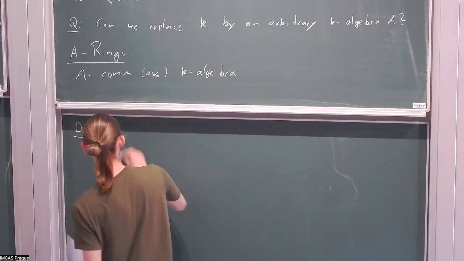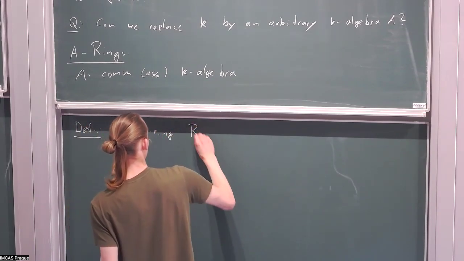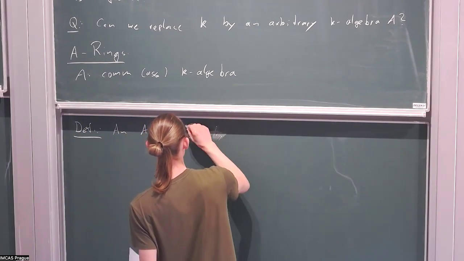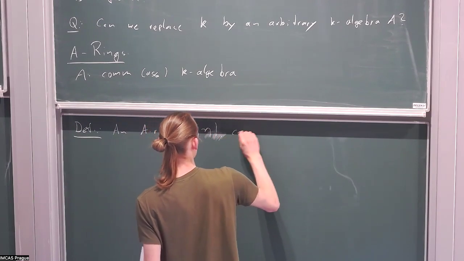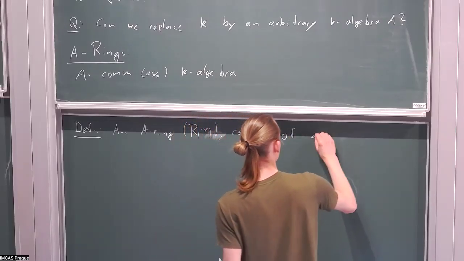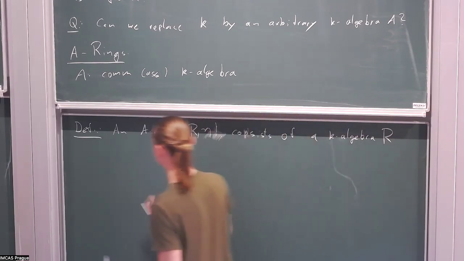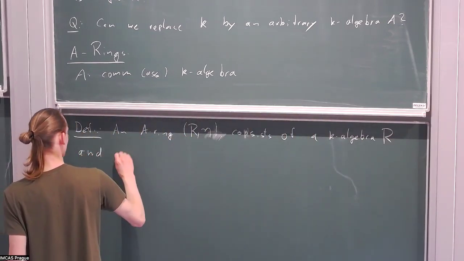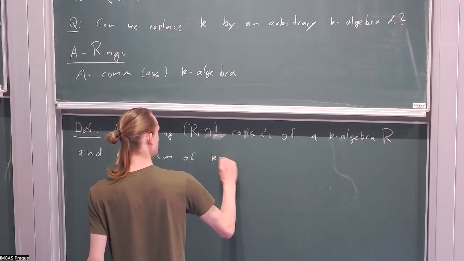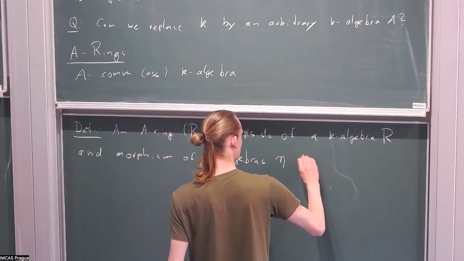This is essentially very simple. So an A ring R, let's say (R, eta), consists of a K algebra R and a morphism of K algebras eta from A to R.